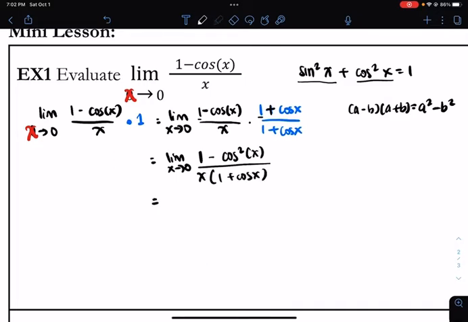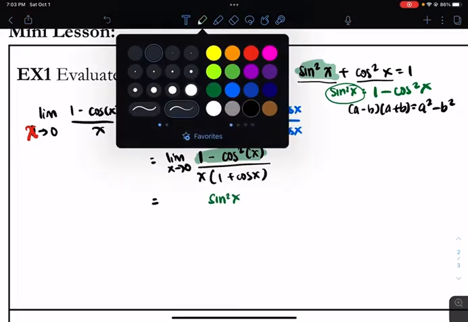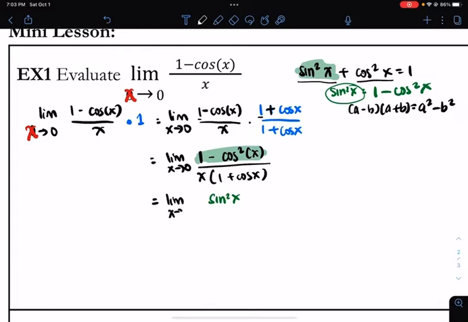What do we know about this? Well, if we change the structure a bit, 1 minus cosine squared x is the same as sine squared x, which is the numerator here, right? And you will see what this will do.